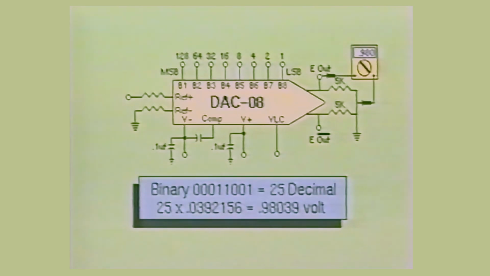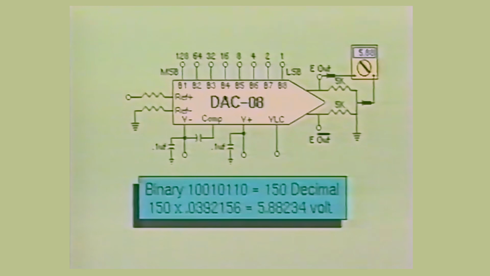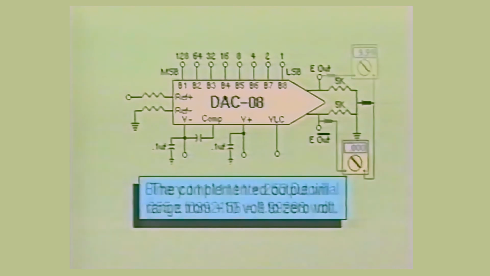When a binary input of 00, 01, 10, 01 is applied at the inputs of this device, we see that the analog output becomes approximately 980 millivolts. When the binary input is changed to 10, 01, 01, 10, then the analog output changes to approximately 5.88 volts. And by making all the inputs high, we can produce an output voltage of approximately 9.99 volts. Now let's see what happens to the DA converter device as its complemented output when these same inputs are applied.